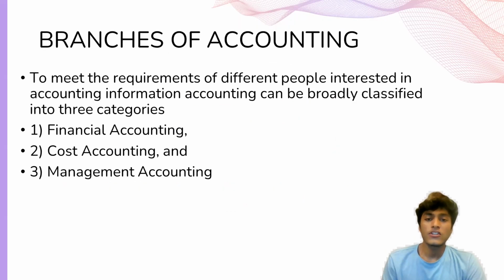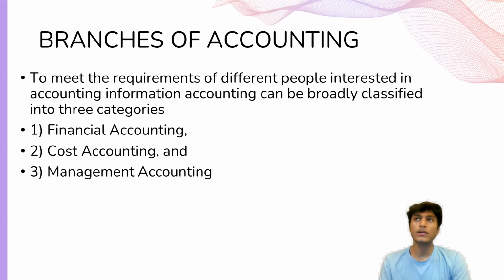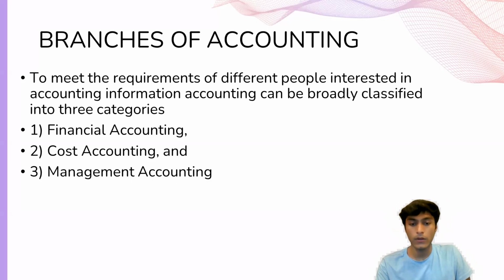Now, coming to the branches of accounting. We have three categories of branches of accounting. First, we have financial accounting, which needs to be presented to the outside stakeholders. Cost accounting and management accounting are for the inner management, to create more efficient decisions or more efficient management of a particular product and a particular service. So these are for the inner management.